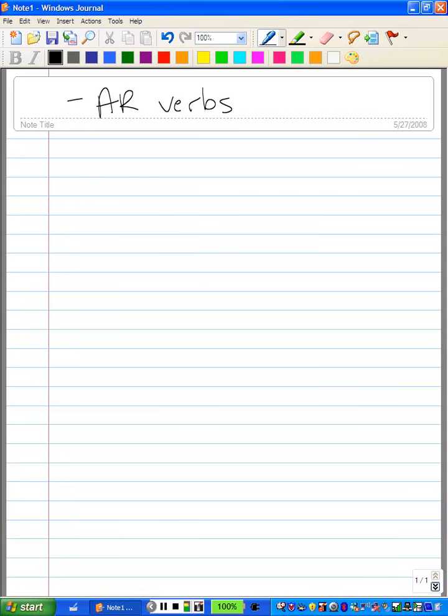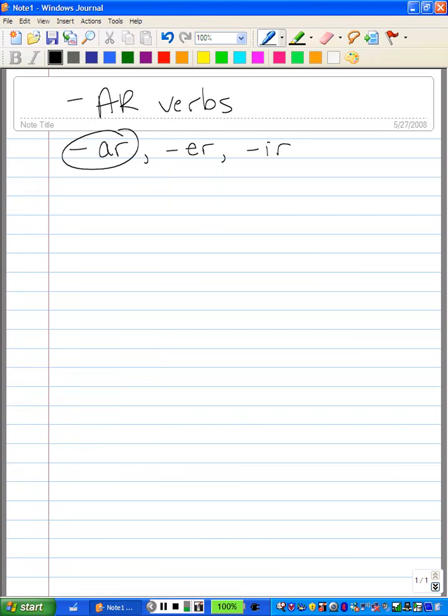In Spanish, all verbs either end in the letters AR, ER, or IR. All verbs in Spanish end in the letters AR, ER, or IR, which is a contradiction to English because in English, verbs can end in any letter of the alphabet. But in Spanish today, what we're talking about are AR verbs.